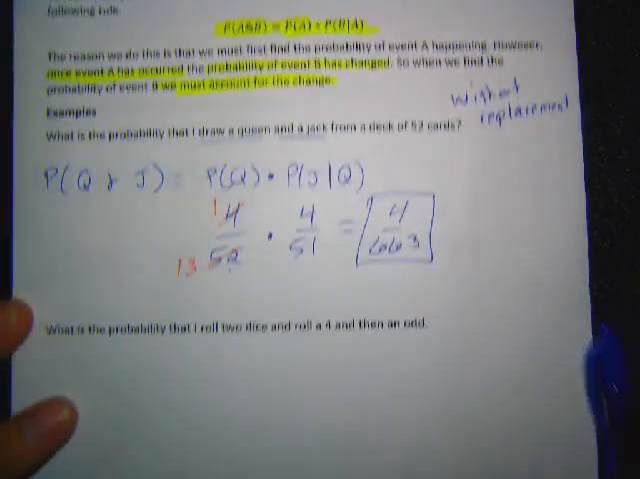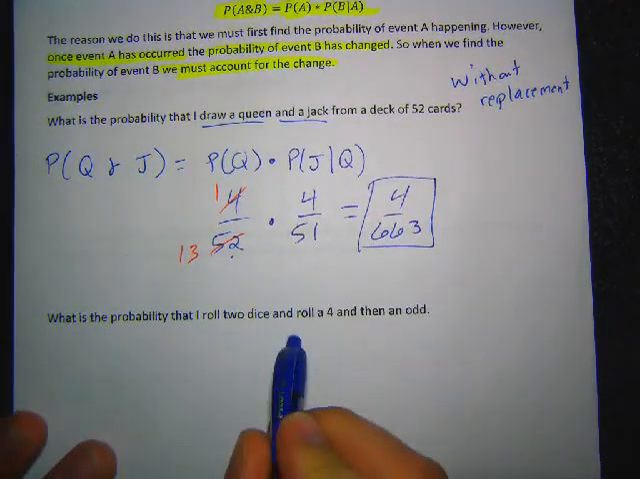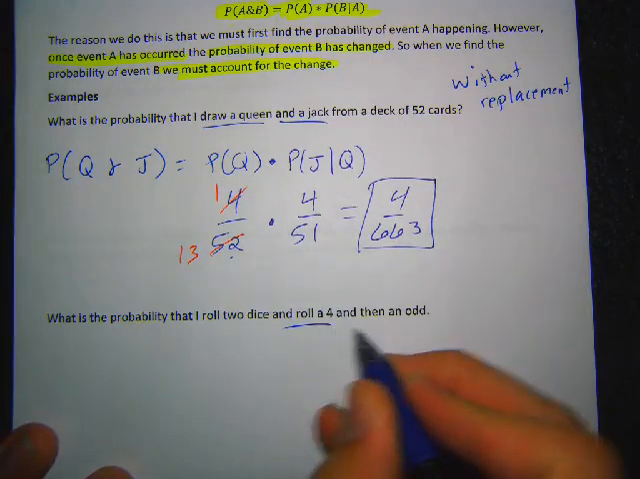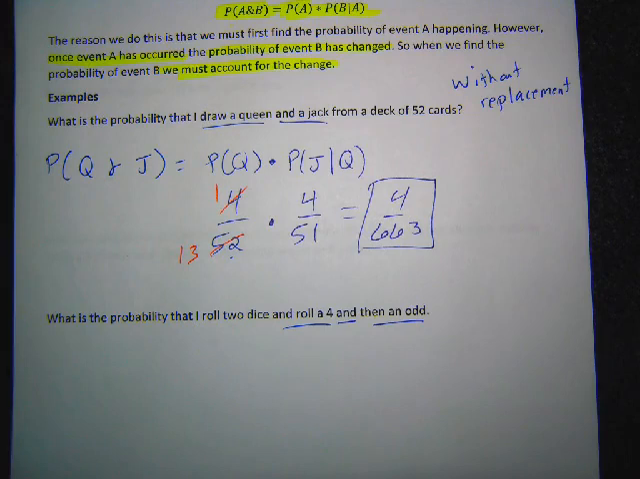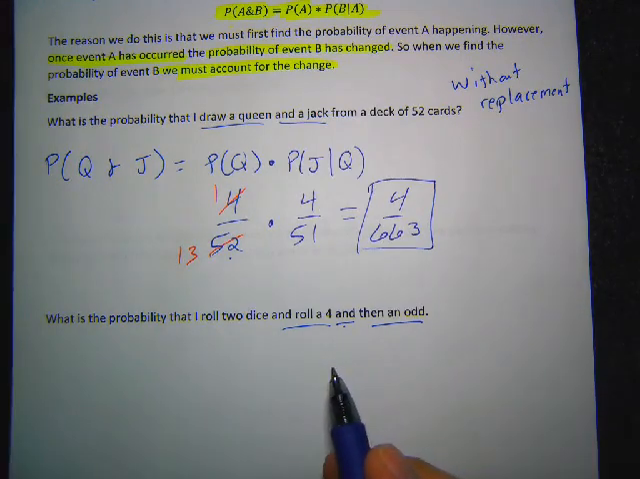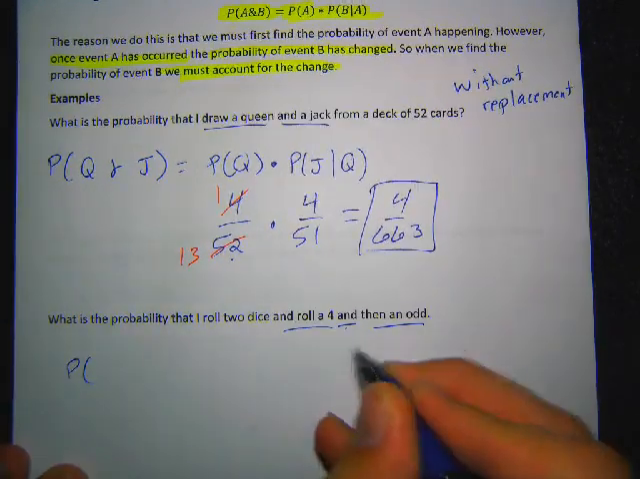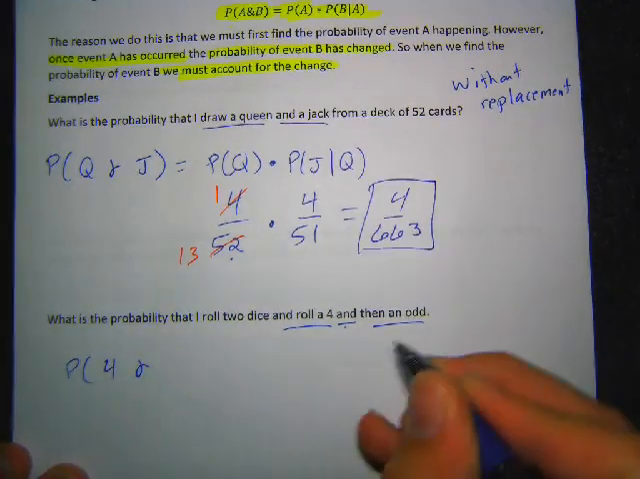Is a good idea. So what's the probability I roll 2 dice, and I roll a 4, and then an odd? So now you notice I'm rolling 2 dice. I'm rolling the first die and then the second die, in order. I could do this by rolling the 1 die twice and do basically the same thing. But because now I'm doing 2 things, this is an and probability here. I want them both to come up. So I'm going to do the probability of getting first a 4, and then second an odd.